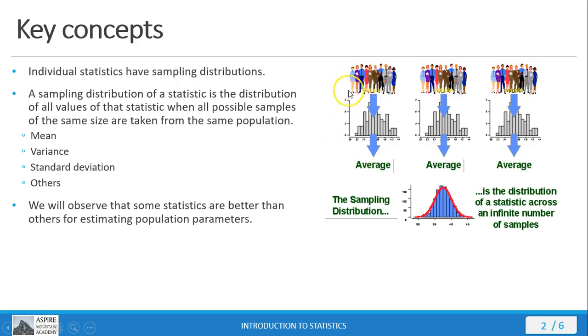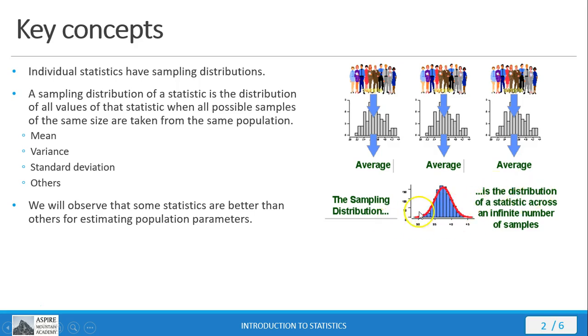Basically the way this works is you've got a population of people, and you take a sample of a certain size. You can take another sample and another sample and another sample, and each of those samples of the same size are going to have different means, different variances, different standard deviations. You can take those values for the statistic for each of the samples and put them into a distribution, and that's what we call the sampling distribution.